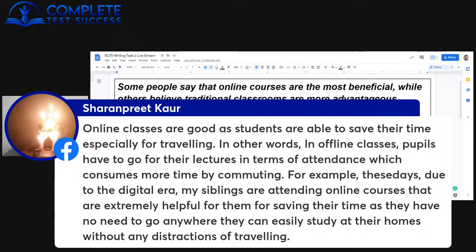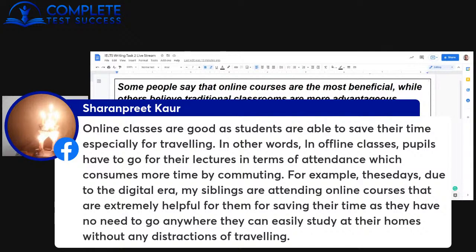In other words, you got a capital letter mistake there. In other words, in offline classes, pupils have to go to their lectures in terms of attendance, which consumes more time by commuting. For example, these days, that should be 2 words, Sharonpreet. For example, these days, due to the digital era, my siblings are attending online courses that are extremely helpful for them for saving their time, as they have no need to go anywhere. They can easily study at their homes without any distractions of traveling.